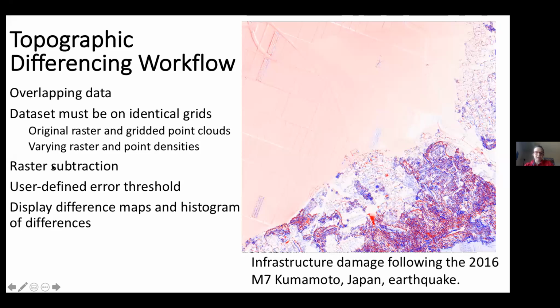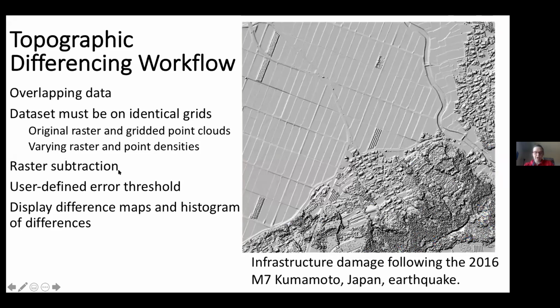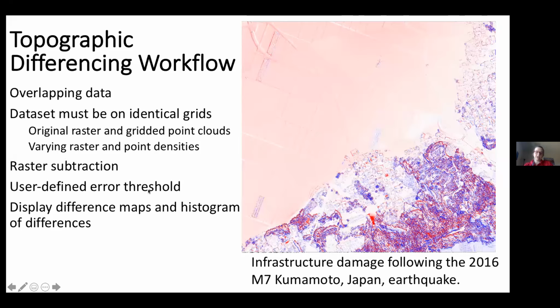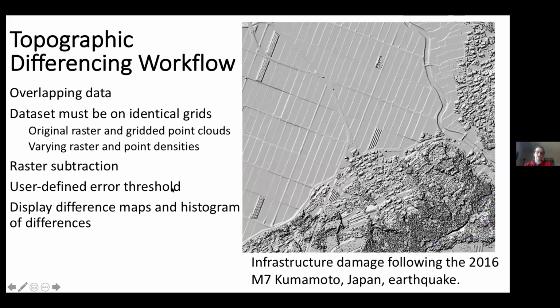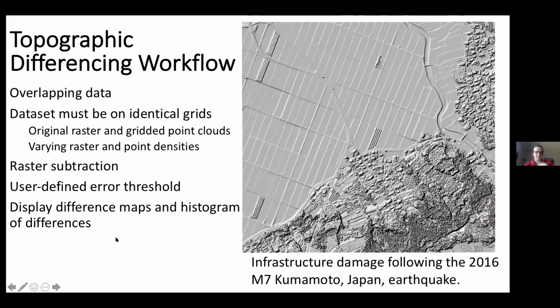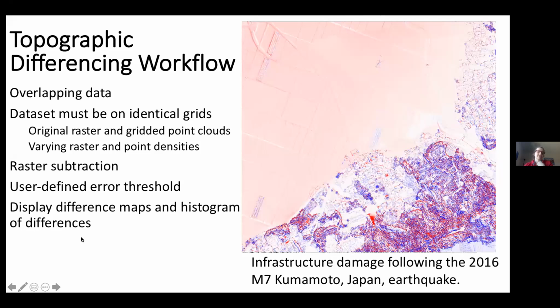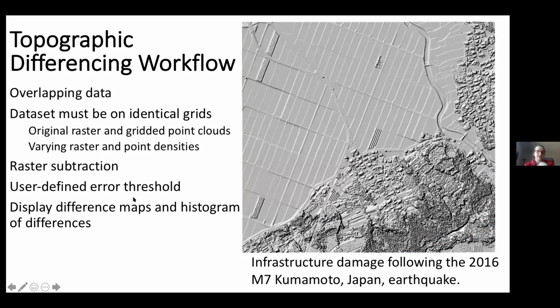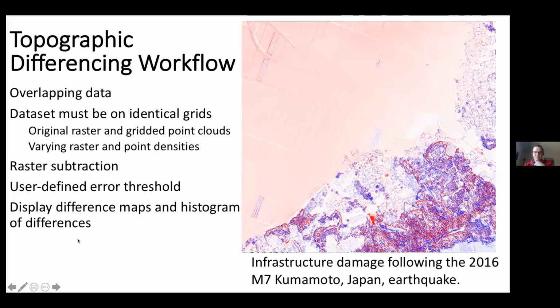The next step is to perform a raster subtraction. We can then integrate a user-defined error threshold. And as you'll see, that is an option to provide for the on-demand differencing in OpenTopography. And finally, once the differencing job completes, then the user can see a display of the differencing maps as well as histograms of the differences.